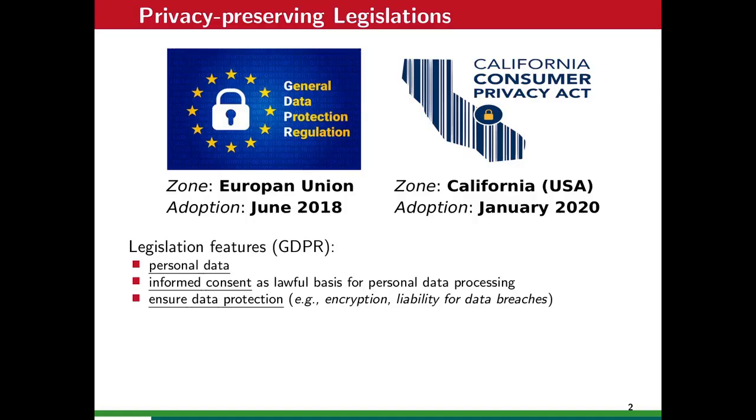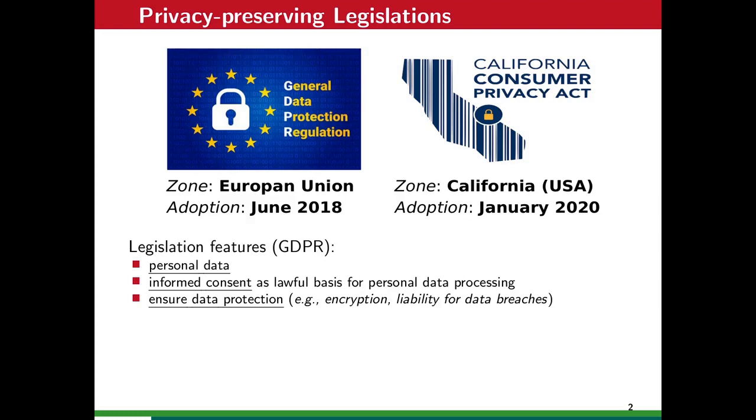In recent years, we have witnessed the creation of novel regulations that define new standards in terms of data protection and electronic privacy for users that surf the web. The most prominent examples are the European General Data Protection Regulation, active since June 2018, and the California Consumer Privacy Act, which became effective in January of this year.